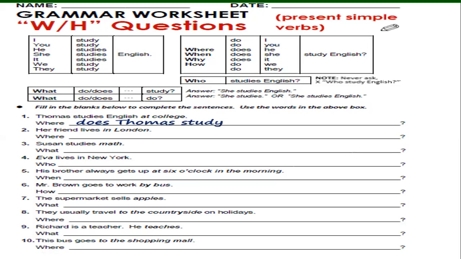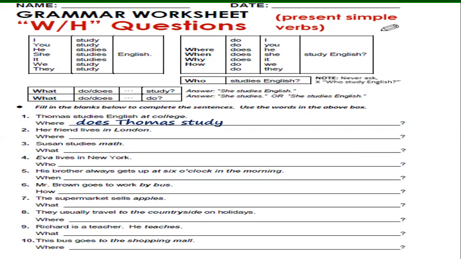Entonces ya sabemos que la WH word ahí es where, ¿verdad? Entonces, ¿cómo me quedaría? Where does her friend live? Yes, mm-hmm. Because I'm talking about the third person, her friend, right? Maybe can be he or can be she. Thank you. Number 3, Susan studies math. What does Susan study? Very good. Study, because we don't have to add the S because it is a question, right?